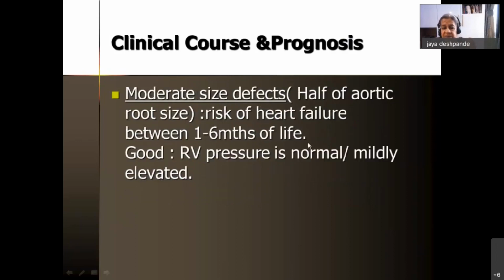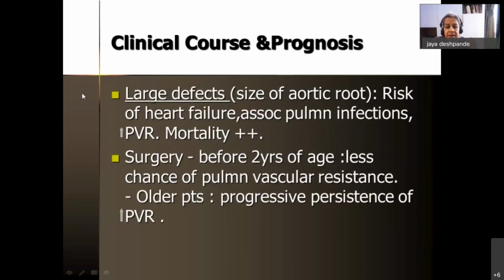Moderate size defects, which are half of the aortic root size. Here, there is a risk of heart failure, particularly in the first 6 months of life. But generally, the RV pressure is normal or mildly elevated. A large defect, which is the size of the aortic root. Here, there is a risk of heart failure, associated pulmonary infections, a raised pulmonary vascular resistance, and therefore increased mortality.